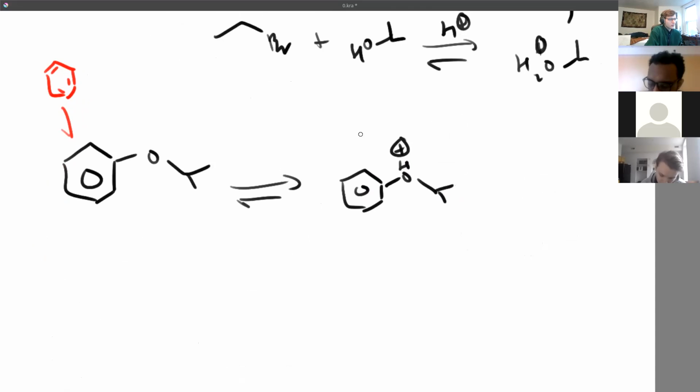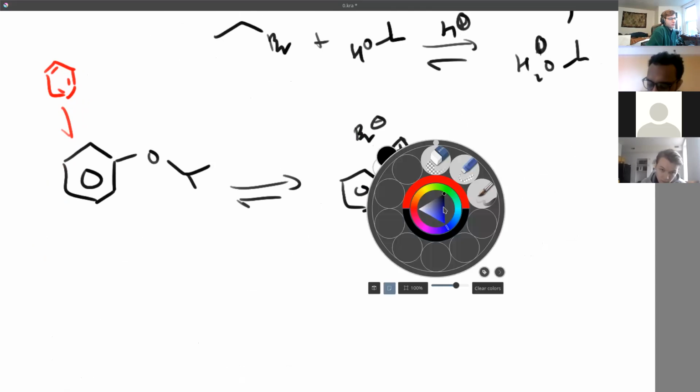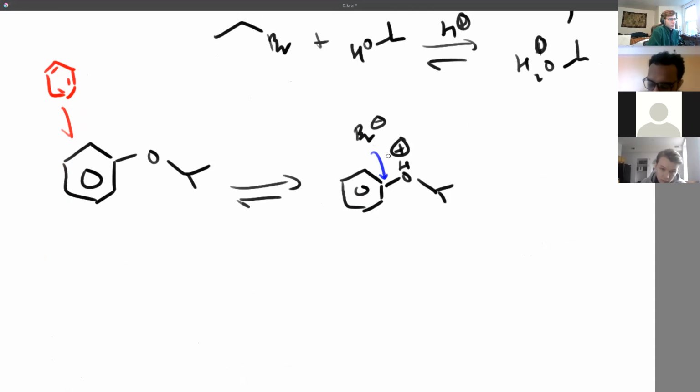Well, where can bromine attack? Let me use a different color for this. Well, let's say it attacks on the phenyl side. We've already got an issue, right? Because this mechanism is pretty much SN2. In fact, it exactly is SN2. But you can't do an SN2 on something that is sp2 hybridized. Like this one won't work.